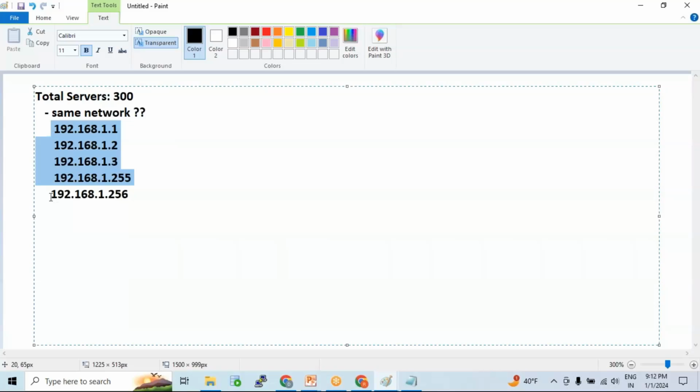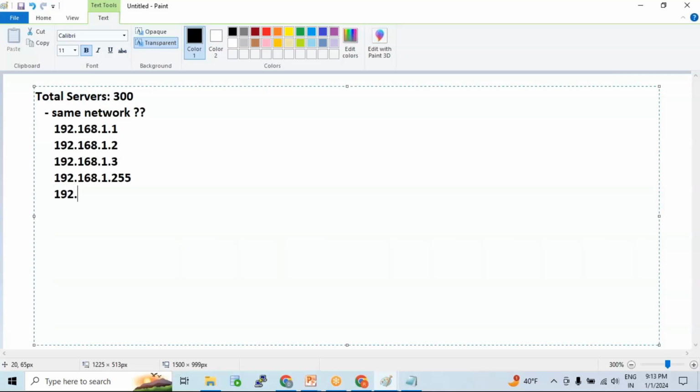So do you think I can take the IP address 192.168.1.256? No, because that is violating the rule. The number cannot go beyond 255. So maybe from the first server to the 255th server, I just took some random numbers and configured them. Now I can't go with 256. Then what is your plan now? What is the IP that you want to give to the 256th server that I want to communicate with the rest of the servers? Got me?